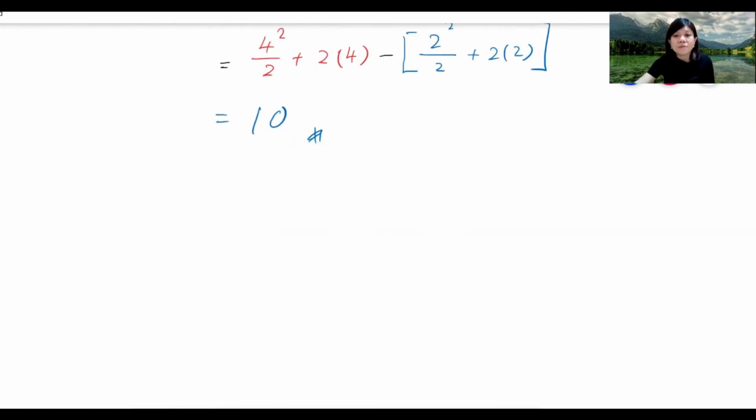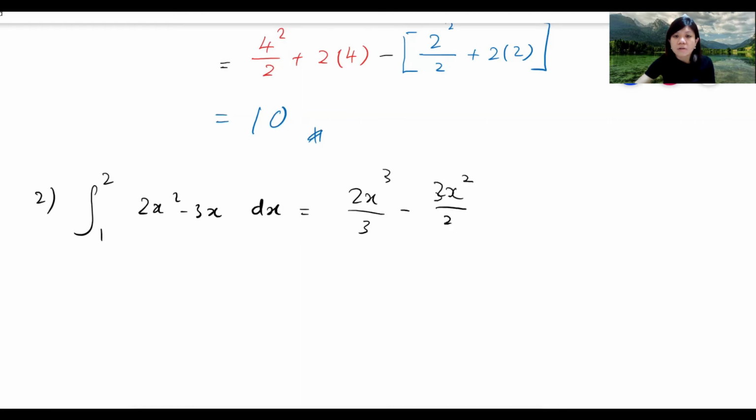Okay, let's move on to another example here. You're going to integrate 2x squared minus 3x from 1 to 2. Again, we do the same thing. We're going to integrate, and integrating this will give you this here. So remember to use the square bracket. Move your upper limit and lower limit to the end of the square bracket.